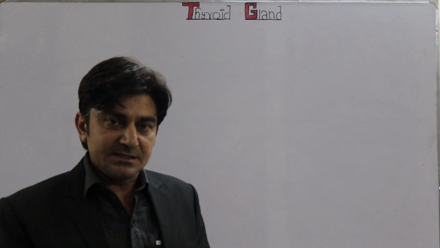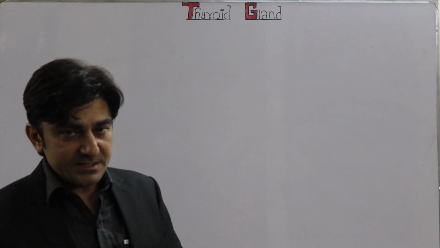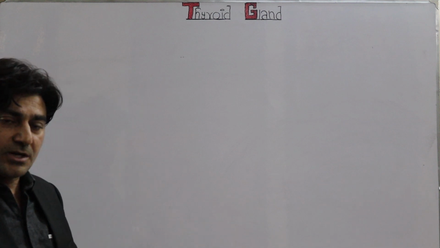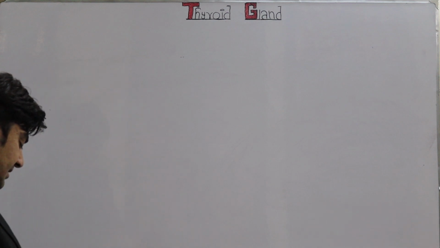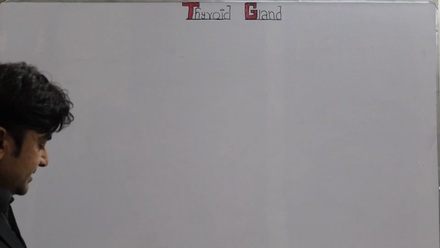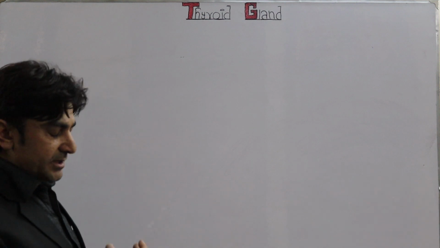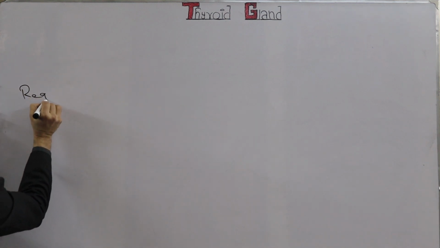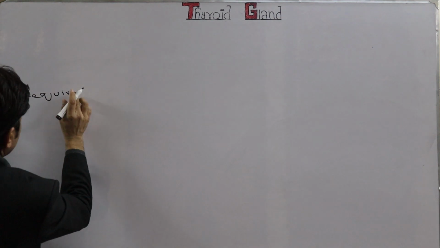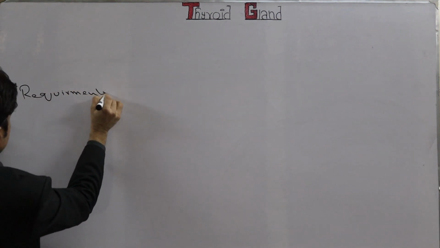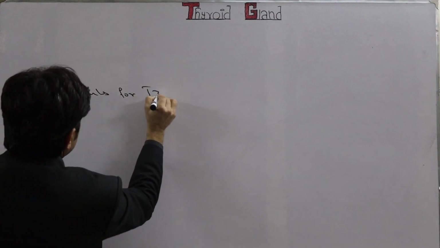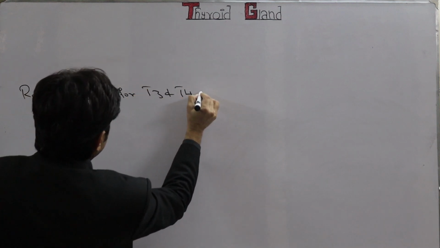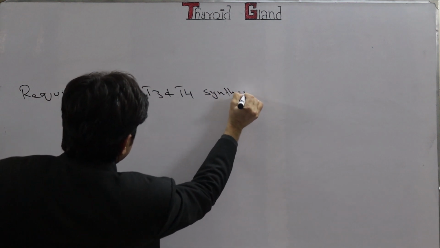T3 and T4 are synthesized, and what are the materials which are needed for the synthesis of T3 and T4 hormone. That is why first I am explaining the synthesis of T3 and T4 hormone, then I will discuss hyperthyroidism and hypothyroidism. So let me first discuss the materials or the requirements for T3 and T4 synthesis.